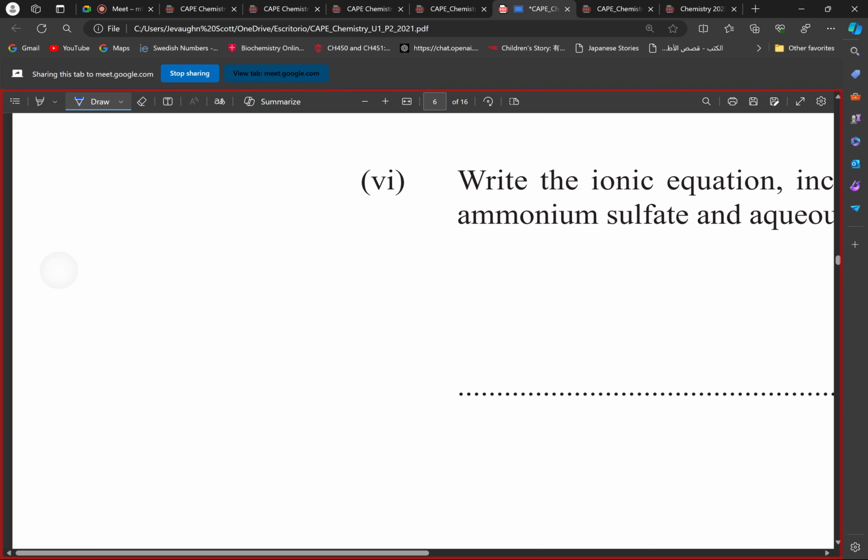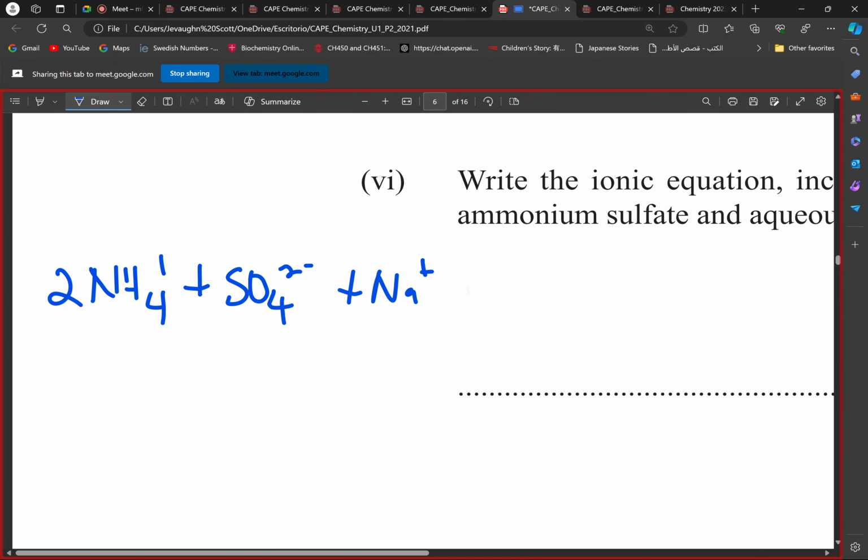So our ammonium sulfate would evolve into 2 ammonium ions, right? And then we're gonna add now the sulfate, which is SO4 2 negative, right? And then what we're gonna be doing now is adding 1 sodium ion plus a hydroxide ion, an OH ion.